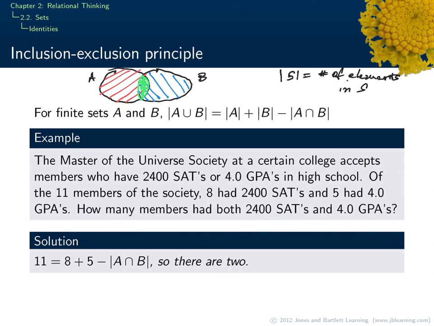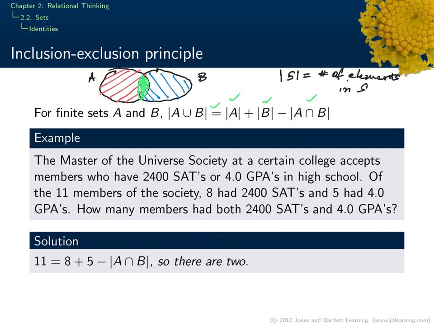And so instead of merely adding the number of elements of A to the number of elements of B, what I should do is subtract off the size of the intersection, because if I don't do that, I will have double counted the intersection. So this formula that results is called the inclusion-exclusion principle. And here we have an example of using that.